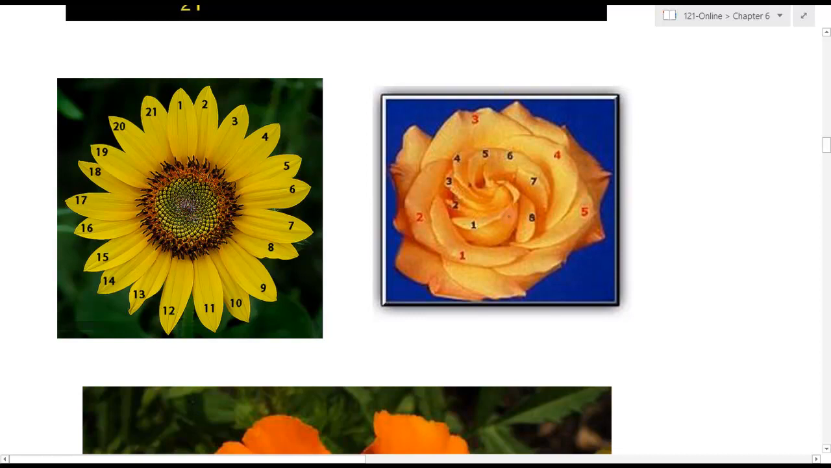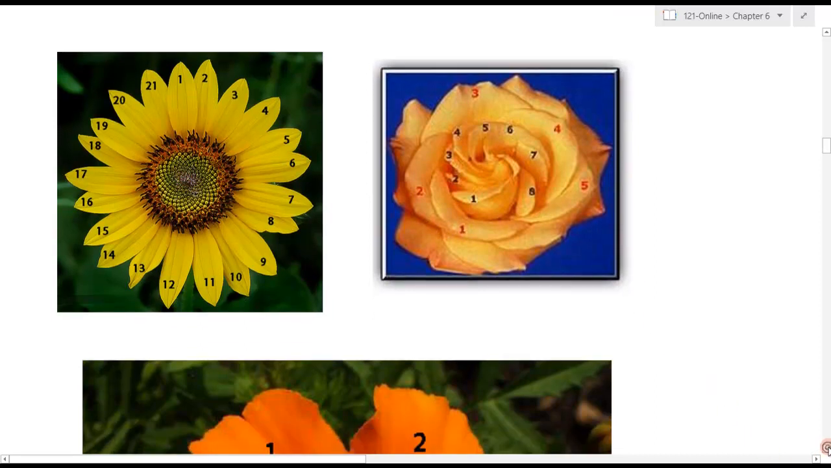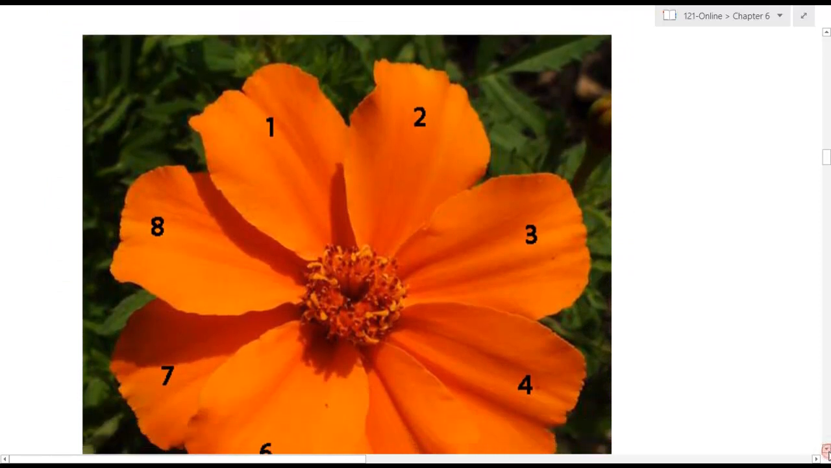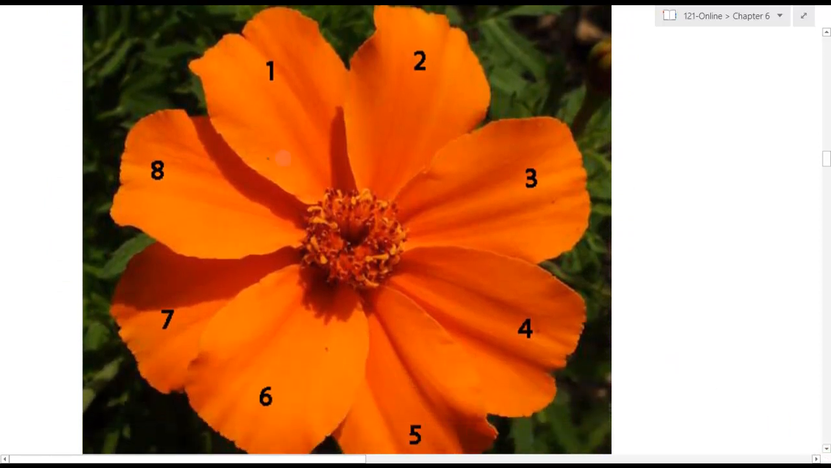Here's the florals of a rose, right? If you count these, 1, 2, 3, 4, 5, 6, 7, 8 here, and then if you count the larger ones on the outside, there's 5, and of course 8 and 5 are the Fibonacci numbers. Here's another flower where there's a total of 8 petals, again a Fibonacci number.